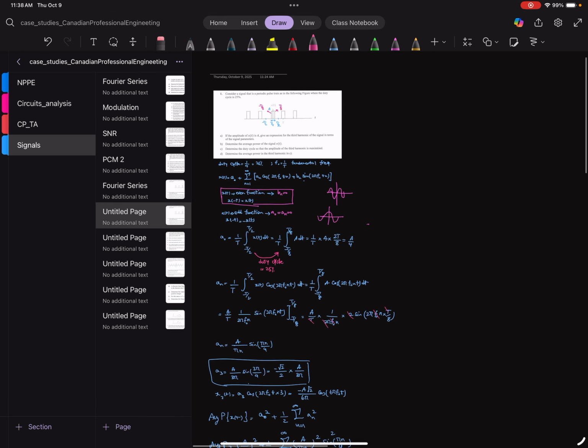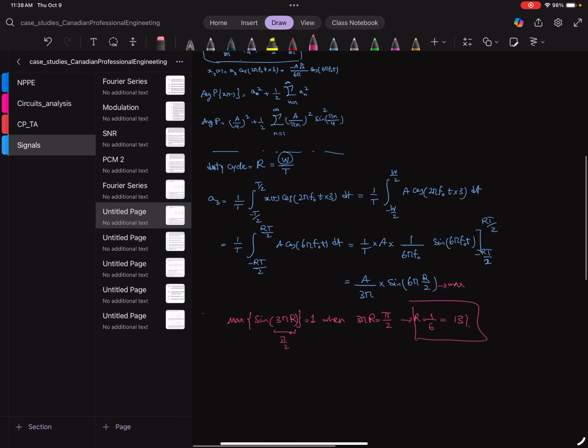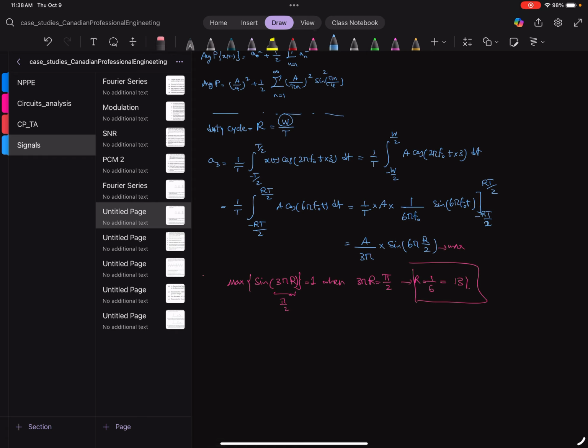Now it asks, determine the average power in the third harmonic in case of C. Perfect. So now we can say the average power of x3t basically is going to be 1 over 2 a3 squared. In this case, what becomes a3? Sine becomes 1 because it's maximized, and we have a over 3 pi. So we can say a over 3 pi to the power of 2. Then it becomes a squared over 18 pi squared. That's the maximum.